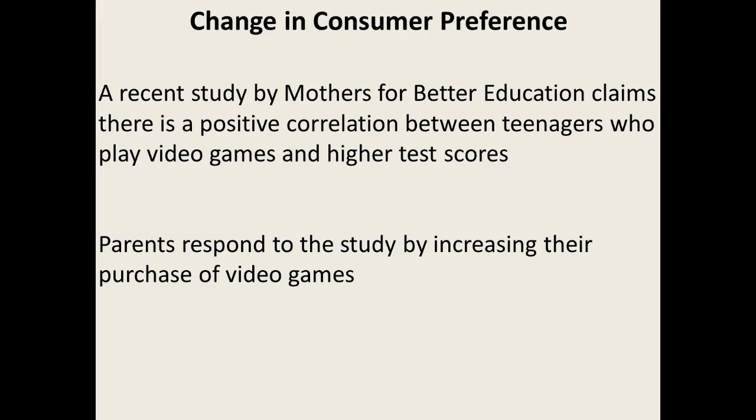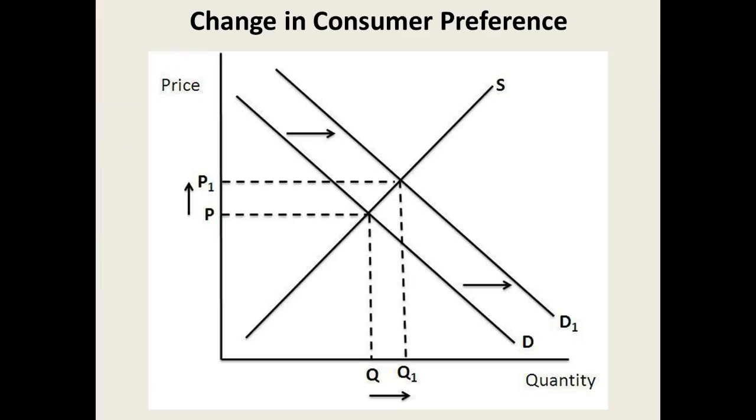A change in consumer preference, change in taste. So we have a recent study by Mothers for Better Education, which claims there's a positive correlation between teenagers who play video games and higher test scores. So parents responding to that study naturally say, I'd like my child to do better in school. So if playing video games for a few hours a week helps them to do better on tests, well, I'm more likely to buy more video games. So parents increase their purchase of video games.